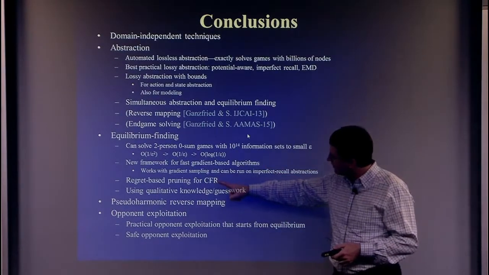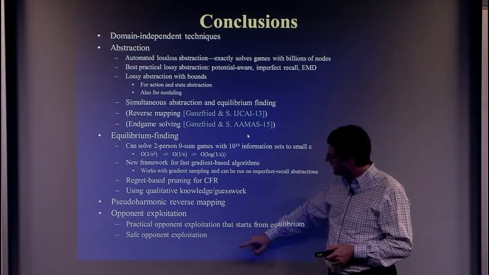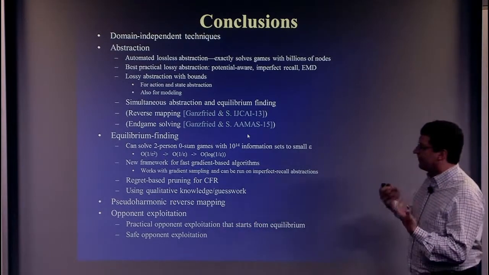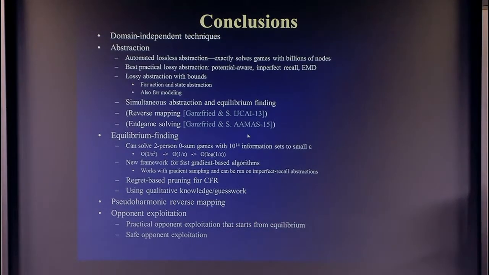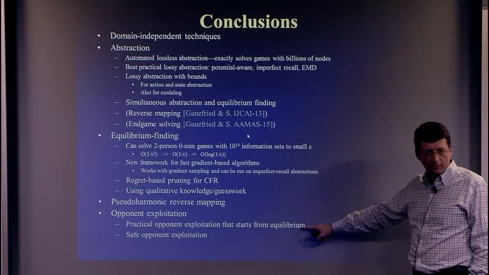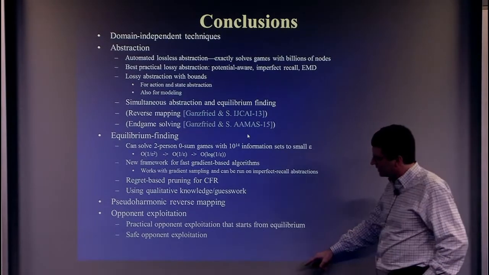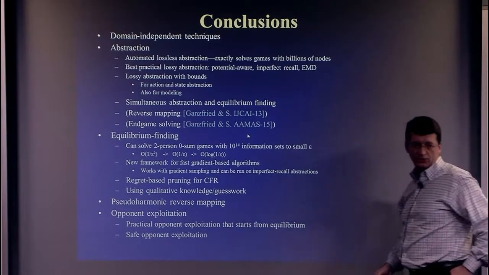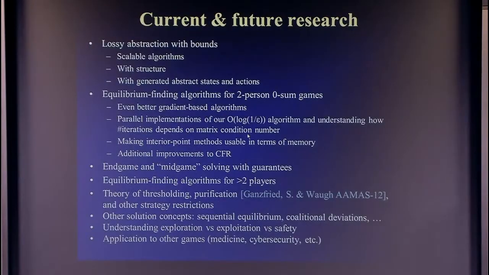We talked about regret-based pruning for CFR, which is a new thing, and qualitative knowledge and guesswork to help equilibrium finding. And then we talked about opponent exploitation. Basically, one idea was marrying the equilibrium-based approach with opponent exploitation, and the other one was a safe opponent exploitation. And there was, of course, more. So I could stop here, or we can talk about future research directions. Probably stop there, I think.